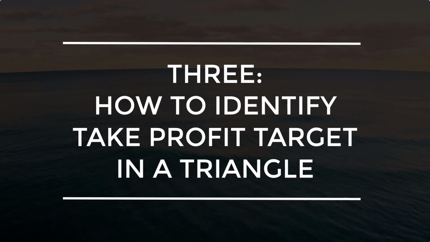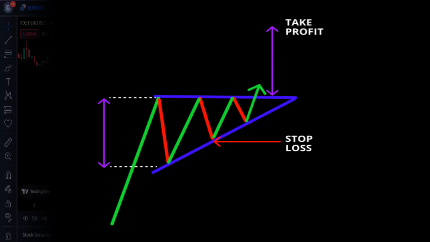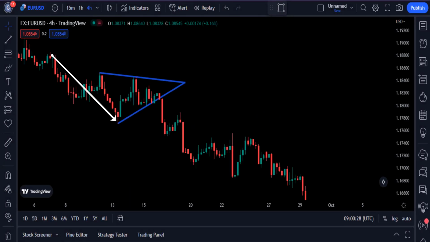Number 3. How to identify take profit targets in a triangle pattern. There are 2 target points you can aim for when trading a triangle. The first is the height of the triangle, and the second is the height from the recent swing high or swing low to the lowest or highest point of the triangle. Most people use the height of the triangle as the target point, and this is what we advise you to do as well.